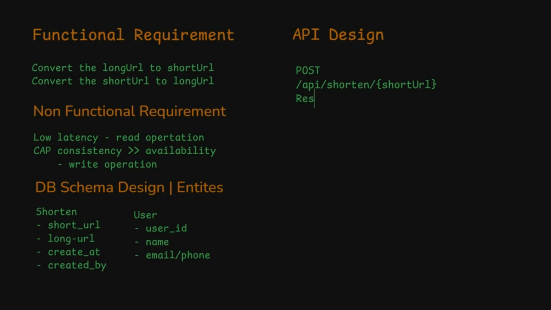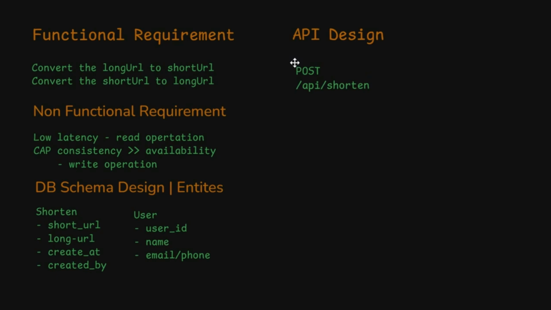For generating the short URL from the long URL, we must have the POST API, and the structure of the POST API would look like this, where we have the API and we are generating the short URL. So we need to pass the long URL here.